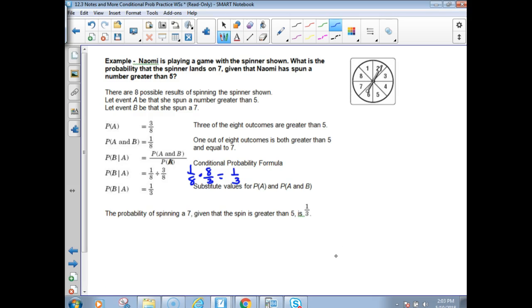Do you really need this formula to do that problem? No, you don't. If we just used our heads, I'll explain how I would think it out without the formula. The probability that the spinner lands on 7, given that Naomi spun a number greater than 5. Well, if you think about it, how many numbers are greater than 5? 3 of them. Well, how many of them are 7s? 1 and 3. That's how I'm going to do problems. I'm not going to use this formula.